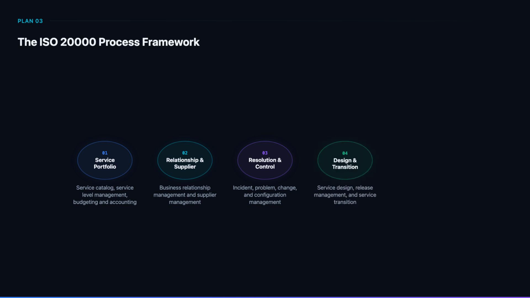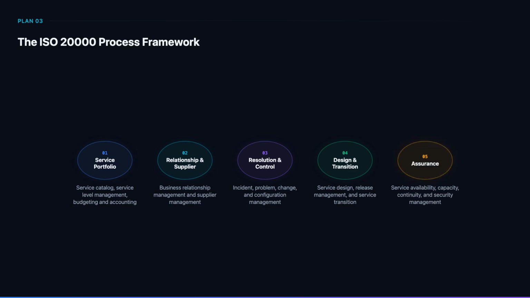Design and transition ensures new or changed services are properly designed, tested, and deployed. Service design translates requirements into service specifications. Release and deployment management builds, tests, and deploys releases into production. Service transition manages the handover from project to operations.